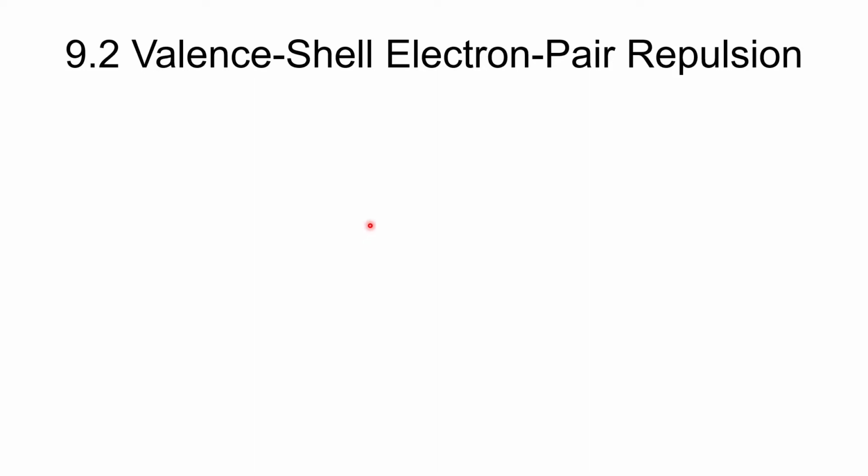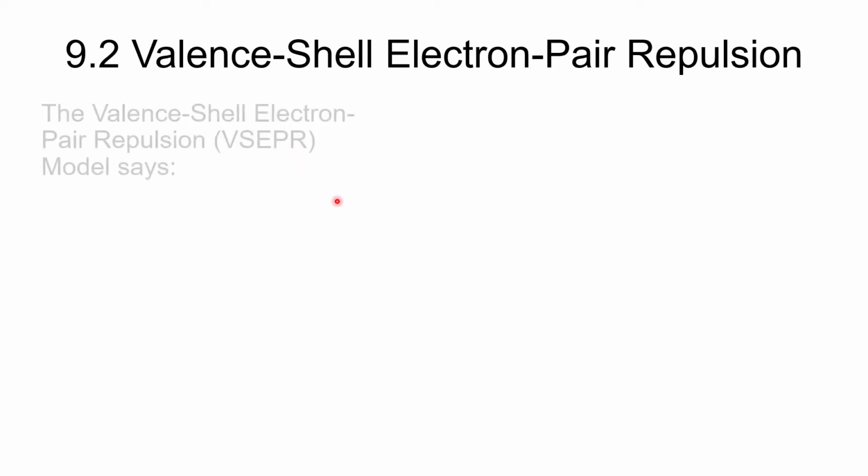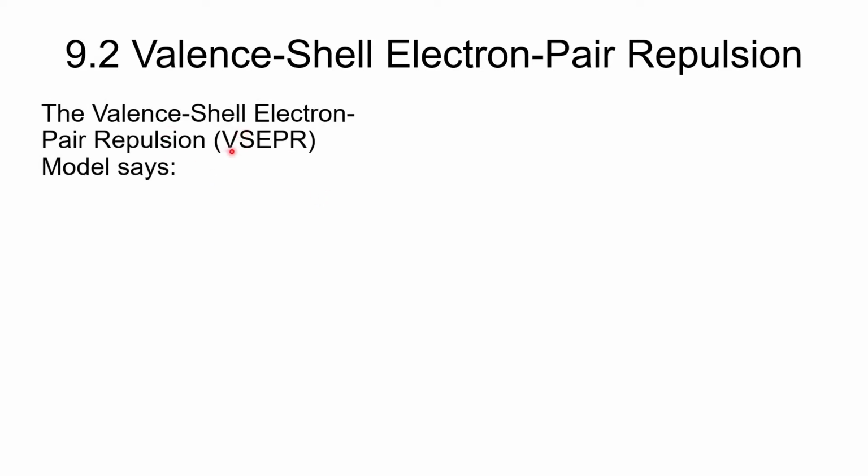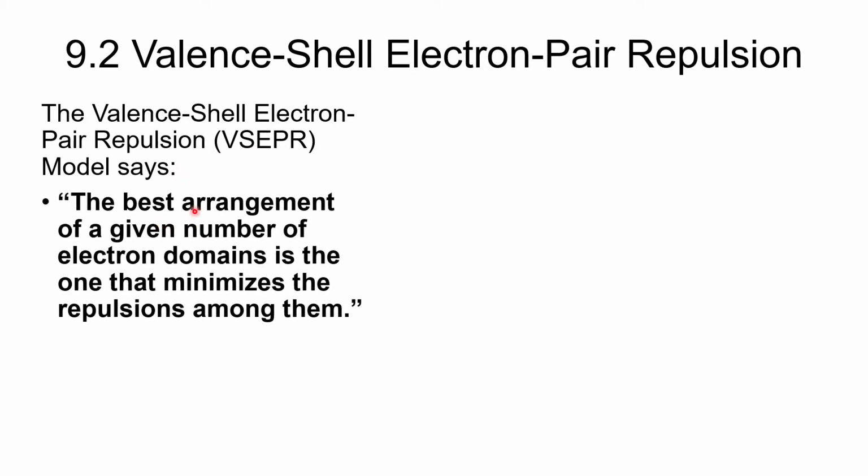Okay, so now we want to look at the concept that's called the valence shell electron pair repulsion model. The valence shell electron pair repulsion model is quite simple. Sometimes people will call it VSEPR. The VSEPR model says this: the best arrangement of a given number of electron domains is the one that minimizes repulsions among them.